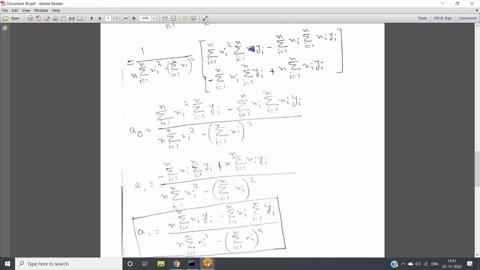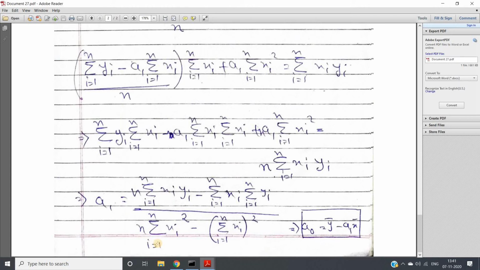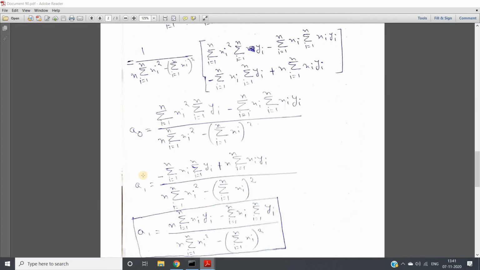And see this a1 term and the previously derived a1 term. See, n summation over i equal to 1 to n xi yi minus of summation over i equal to 1 to n xi summation over i equal to 1 to n yi, by n summation over i equal to 1 to n xi square minus of summation over i equal to 1 to n xi whole square. Both are the same. That means the a1 coefficients are matching.